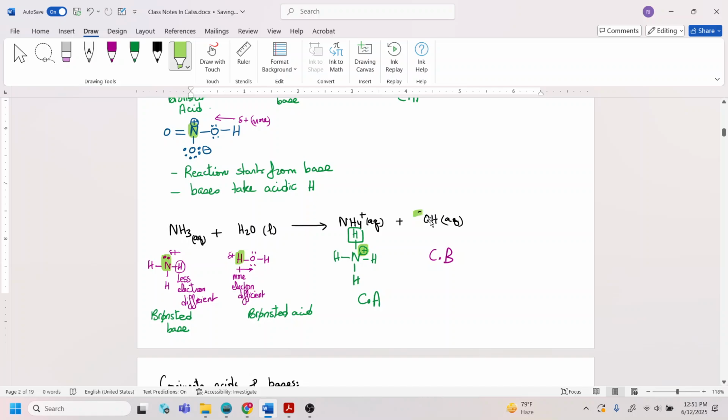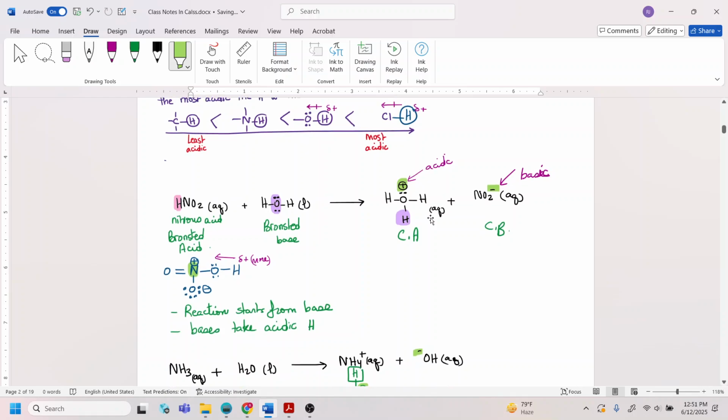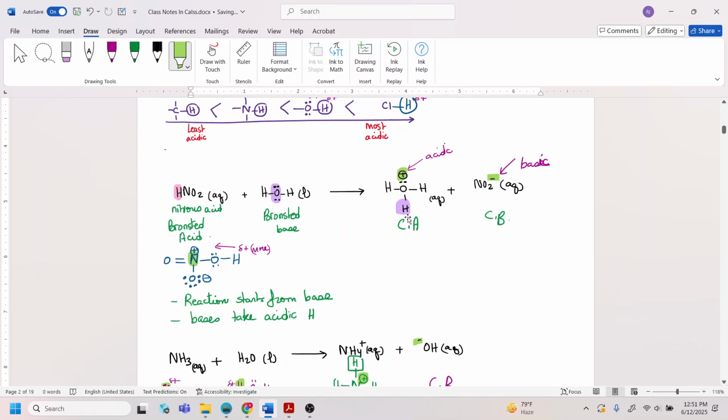So if you have OH in your product, then this tells you that your solution is basic. Here, I do have H3O plus. We're going to call this hydronium ion. Let's write it right. So this is hydronium ion. And in most cases, hydronium ion is represented by an H plus.